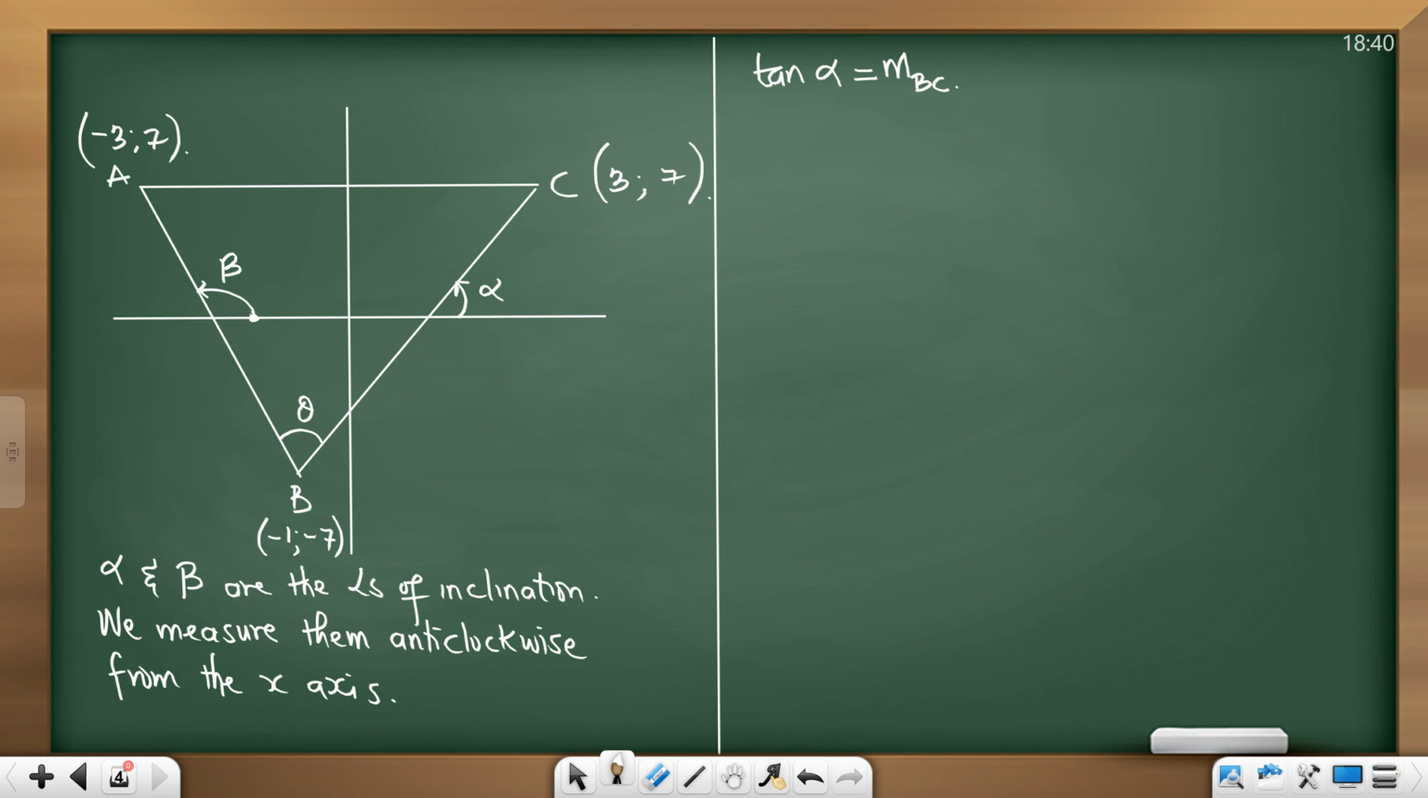Tan alpha is, please, the way you write is important. Why BC? Alpha is connected from the x-axis. Does that make sense to you? Guys, does that make sense to you? Let me know. Specifically, you raised a hand. Do you understand why I'm using BC there? Okay.